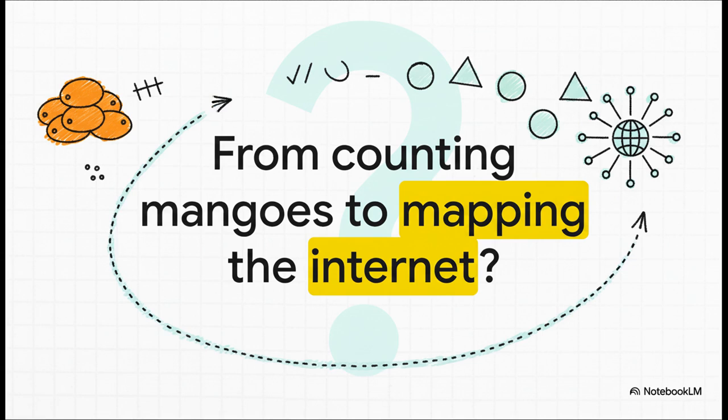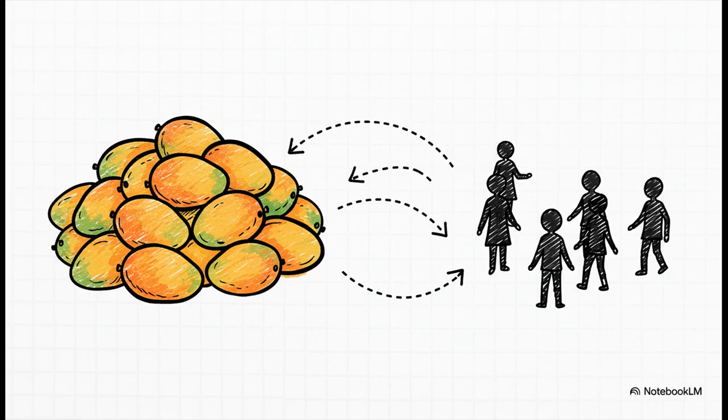We're going to start with the very first idea we ever learn and end up with the mathematics of connection itself. And it all begins right here, with numbers. The first thing we learn to do with them is just count things. So let's say you've got 20 mangoes, and you want to share them with 5 friends. Numbers are the tool that lets you even begin to think about that problem.